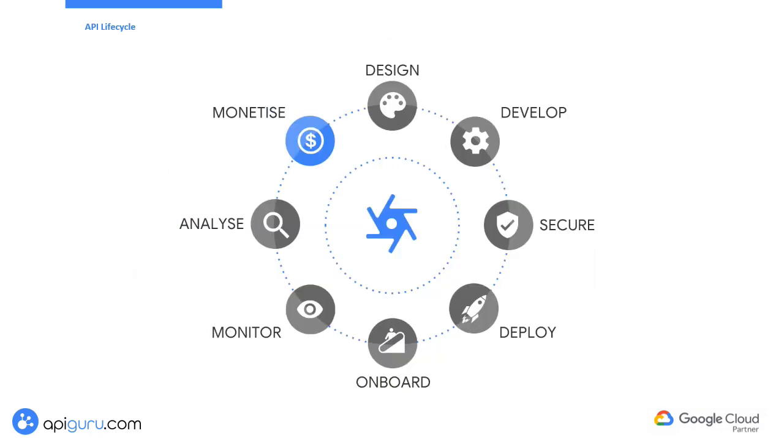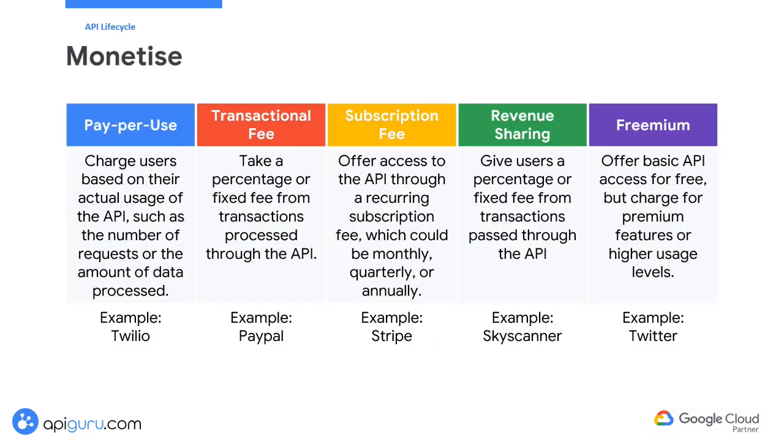Lastly, let's discuss monetizing your API. This step is crucial if you want to generate revenue from your API. Start by choosing a pricing model that aligns with your business goals. This could be a pay-as-you-go model, a subscription-based approach, or tiered pricing with different access levels.